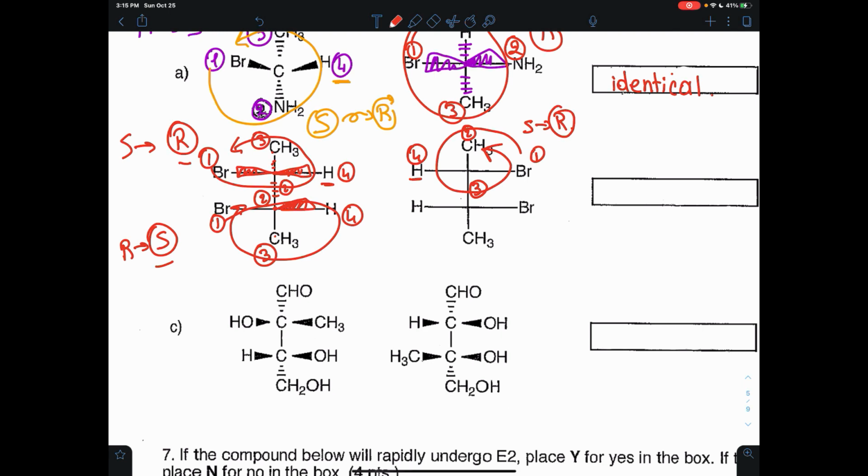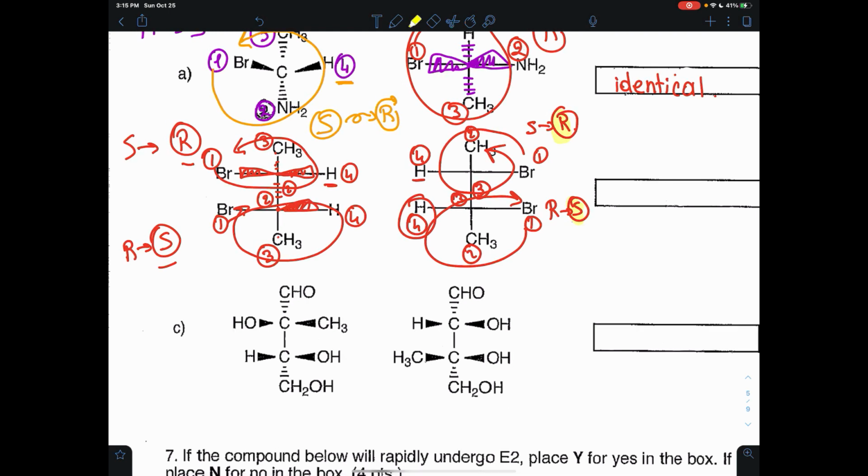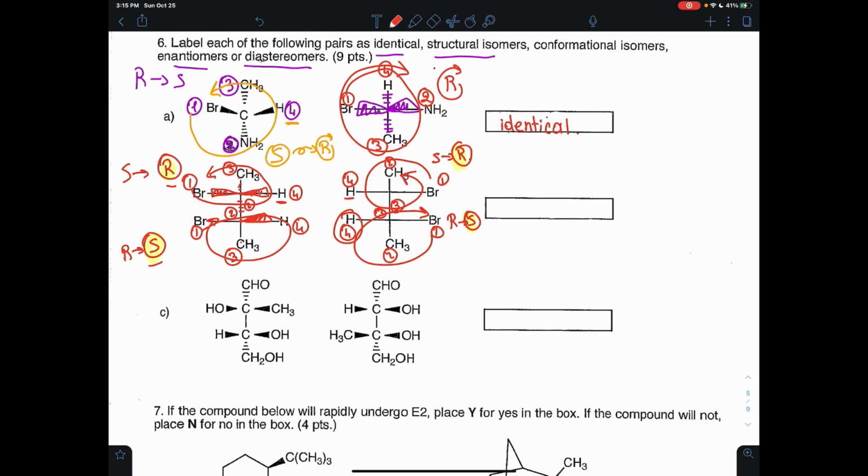Now if I look at the bottom part, Br is 1, 4, 3, and then 2. So 1, 2, 3. This is an R, but then it becomes an S, because again, hydrogen is on number 4. So R, and then becomes an S. And you notice that all 4 groups have the same configuration. And that tells me that they are identical.